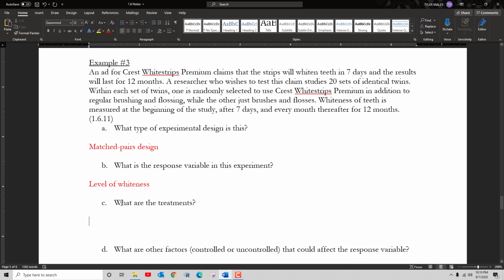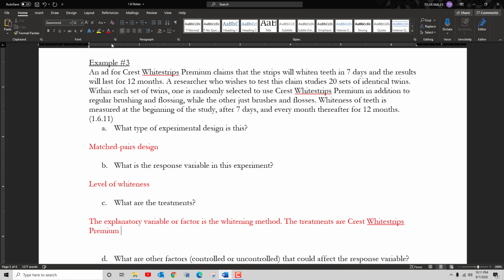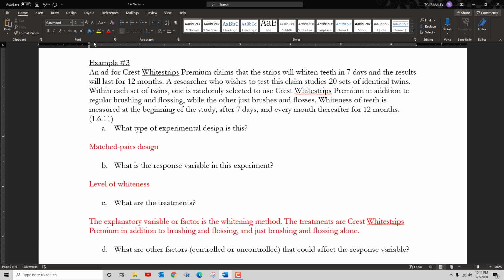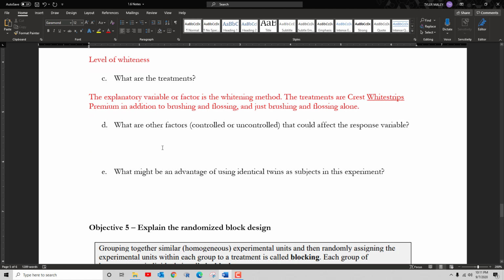So then what are the treatments? So the explanatory variable or factor is the whitening method. The treatments are Crest White Strips Premium in addition to brushing and flossing and just brushing and flossing alone. Right, those are the two treatments.